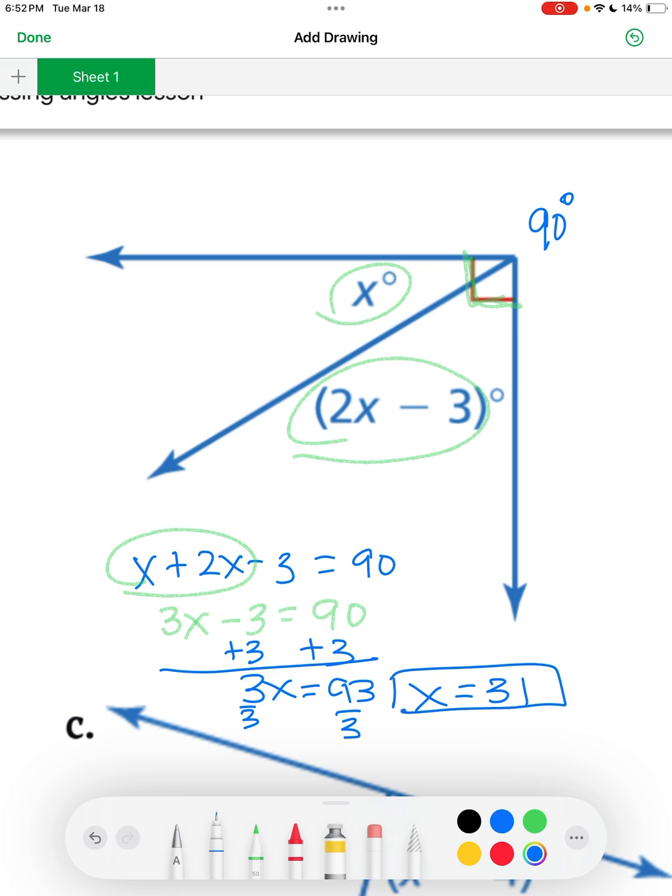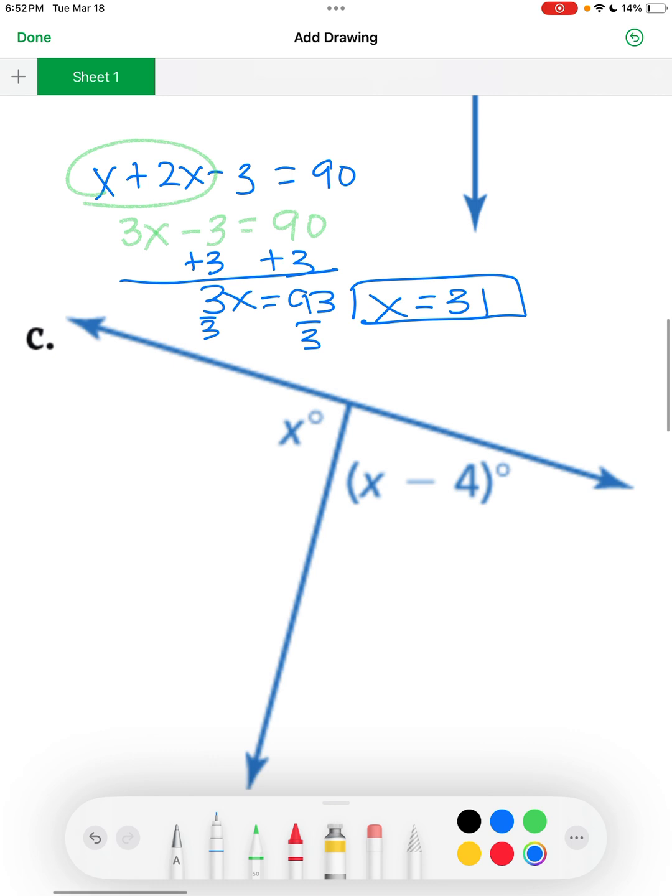I've found the value of x, and I've solved my problem. I could plug this back in and put 31 here, 2 times 31 minus 3 here, and it will equal 90 degrees because you're solving an equation. We just have thrown in a geometric angle with it.